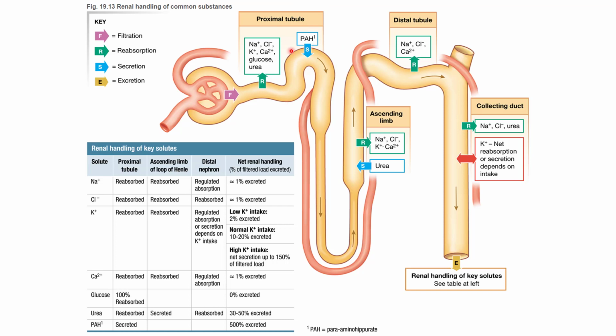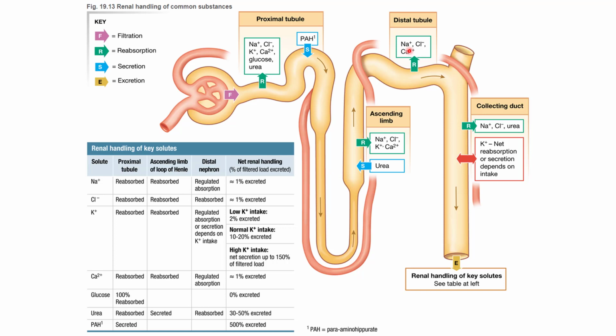Okay, so we have some organic ion secretion. Then we move into the descending limb. Really, there's not much that occurs in the descending limb as far as reabsorption, secretion, or excretion. But in the ascending limb, we do have some reabsorption, again, of sodium, chloride, potassium, and calcium, and secretion of urea. So here we'll have additional urea, if needed, can be secreted.